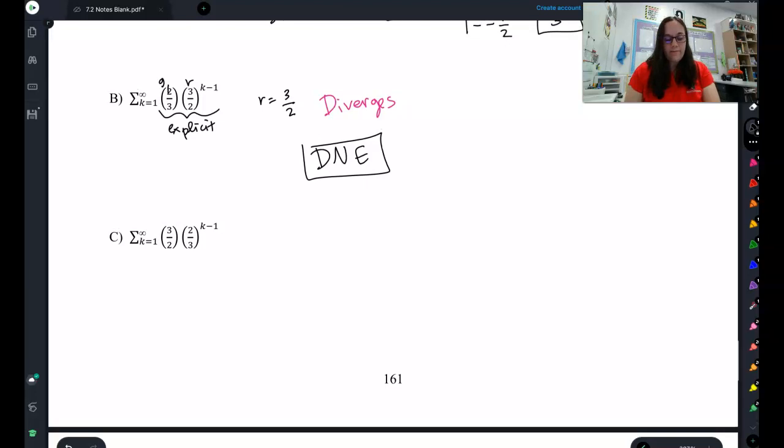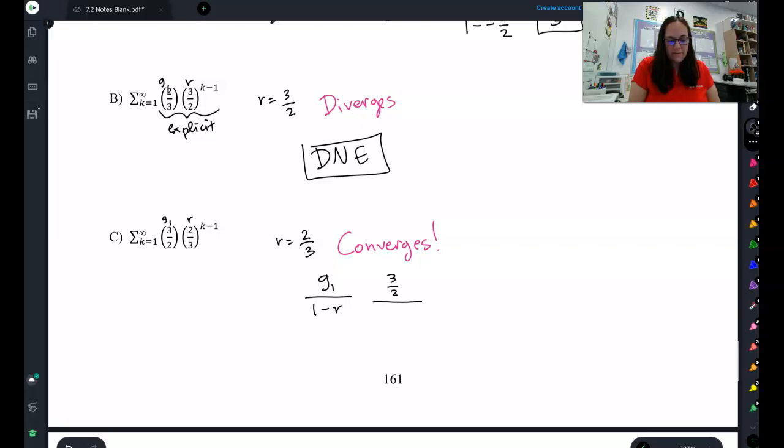Let's try C. So I have my first term and R, just like I did last time. This time, R is 2/3, which converges. So we can say that that converges, and now we can use our equation. So let's just pull the equation from our reference sheet. Our first term is 3/2. Our R is 2/3. I plug all that in to get 9/2.